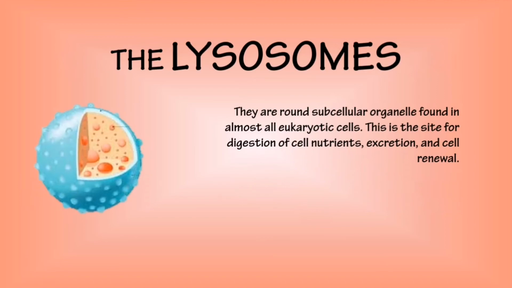Lysosomes. They are round subcellular organelles found in almost all eukaryotic cells. This is the site for digestion of cell nutrients, excretion, and cell renewal.